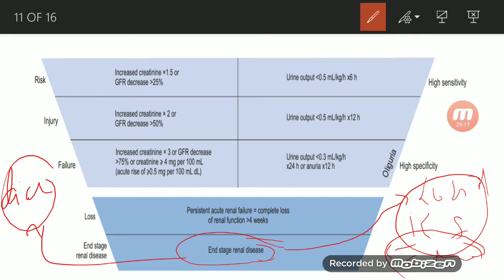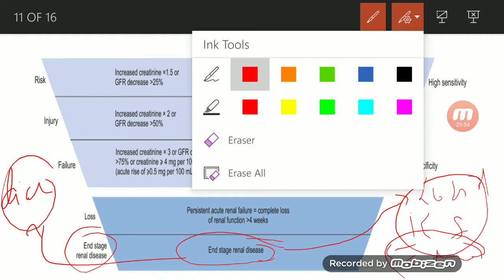Again, first you are at risk, then injury takes place, then failure. If failure persists for a longer duration, up to 4 weeks, there will be more loss of functioning, and this continuing for a very long duration will lead to end stage renal disease. In end stage renal disease, your kidney is not able to do its normal functioning, so a patient normally has to undergo dialysis.